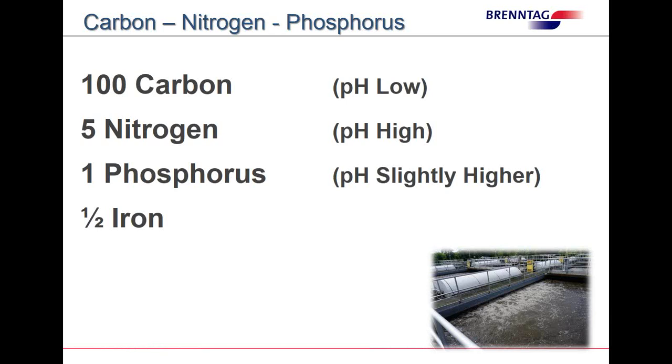Now, the reason I put pH low out here to the side is because if you have, let's say, 200 carbon, and you start getting low on nitrogen, your carbon will lower your pH. On the other hand, if the carbon starts to go down and your ammonia starts coming up, it should cause your pH to come up slightly. And if you get a little higher phosphorus, it'll cause a slightly higher pH. So this is what it takes to make a sewage plant operate right: 100, 5, and 1.